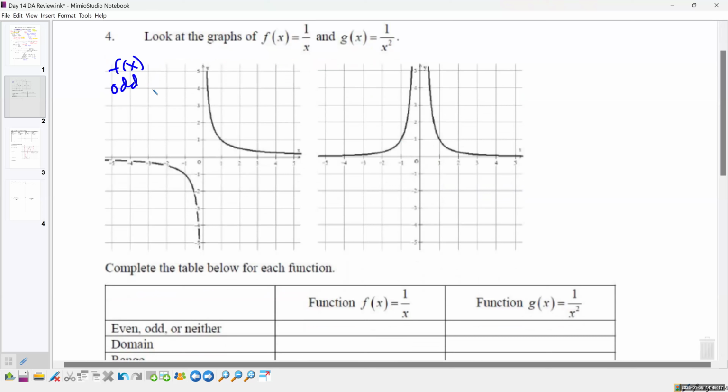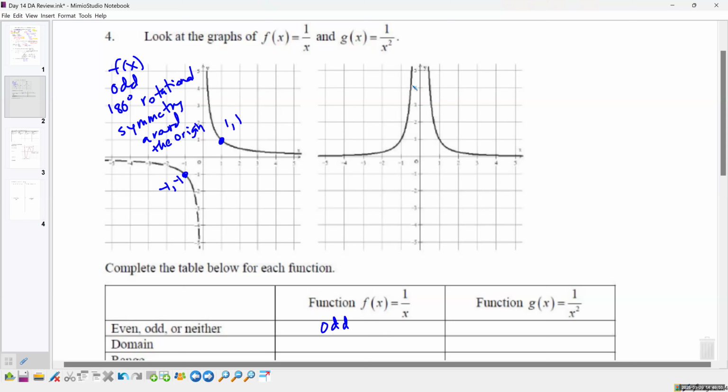Because it is an odd function, it has 180-degree rotational symmetry around the origin. And if you remember, we studied buddy points. So we have this point 1, 1. Over here, we have a point -1, -1. Those are corresponding points on our odd function.